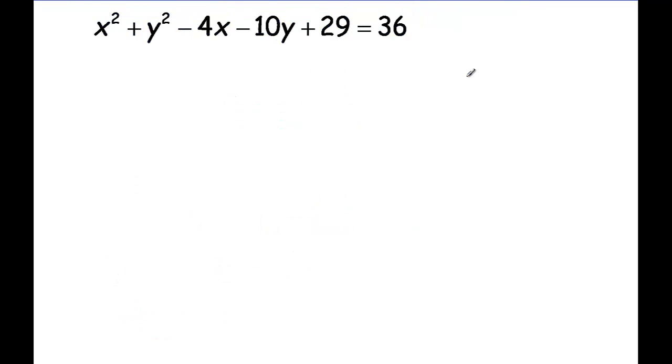Here we have an equation in general form, and we want to convert it to standard form. We do that by a process called completing the square. In our first step of this process, step one is to group common variables.